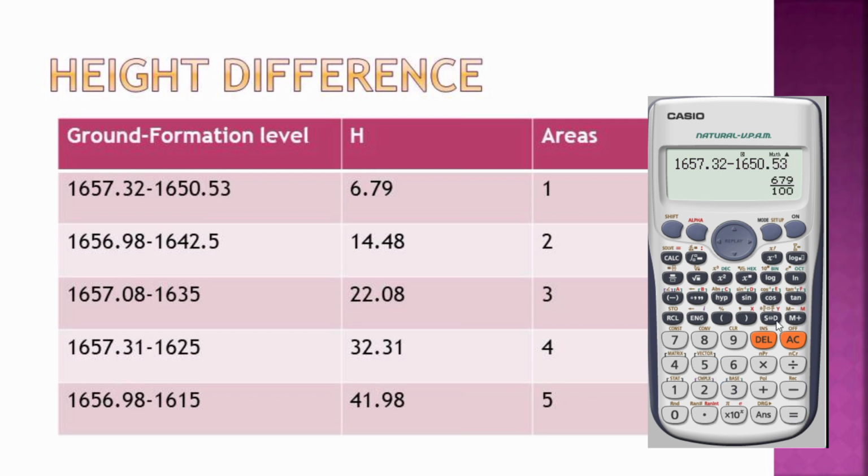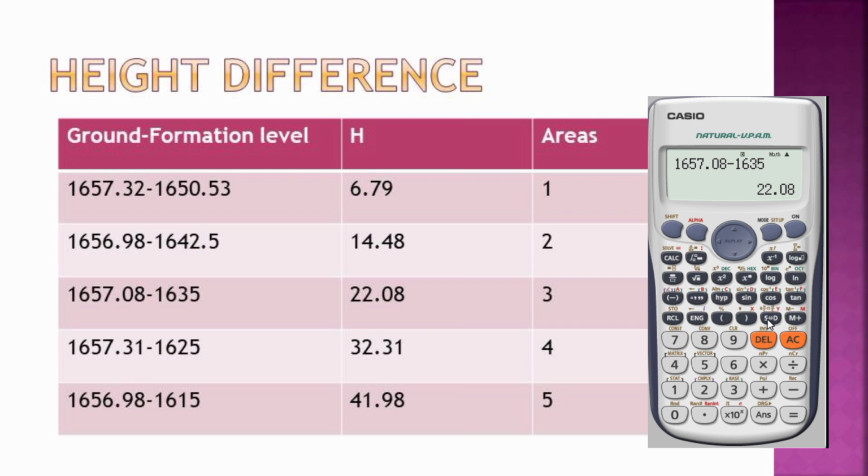We go ahead and we do for the next, that is 1656.89 minus 1642.5, getting our height difference as 14.48. On the next, the ground level, that is 1657.08 minus 1635, getting our answer 22.08.